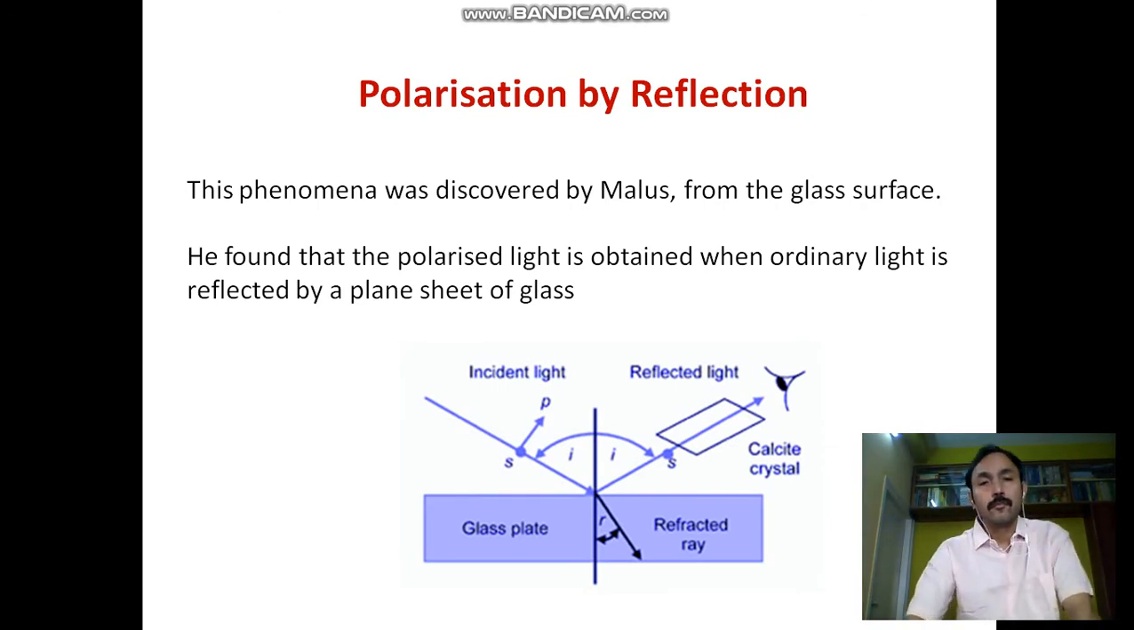Polarization by reflection. This phenomenon was discovered by Malus from the glass surface. He found that polarized light is obtained when ordinary light is reflected by a plain sheet of glass. Here in our picture, the incident ray is falling along this direction at an angle of I, and it is reflecting along this direction and coming to our eye, and this is refracting along this direction. So this light is polarized or partially polarized. I am discussing the conditions in later figures.